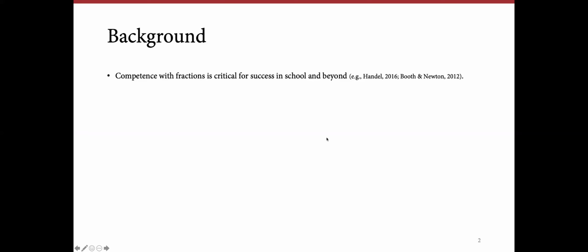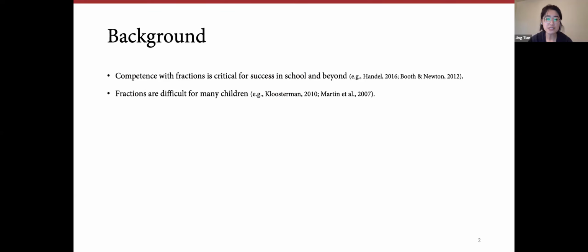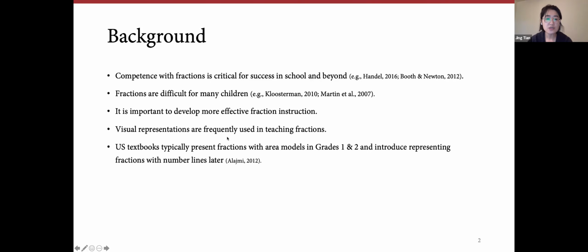I don't need to convince any of you here that learning fractions is very important for success in school and beyond. However, it remains a challenge for many children to develop mastery of fractions. Therefore, it has been a goal for researchers and educators to develop more effective fraction instruction. So in this talk, I'm going to focus on one particular aspect of fraction instruction, which is visual representations.